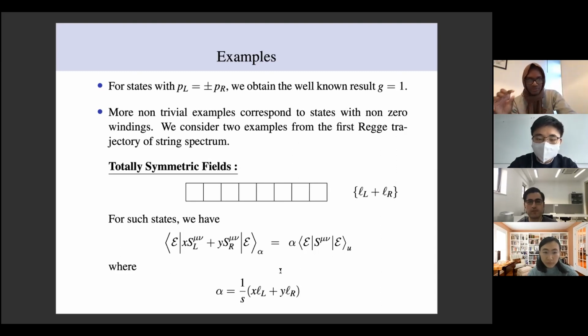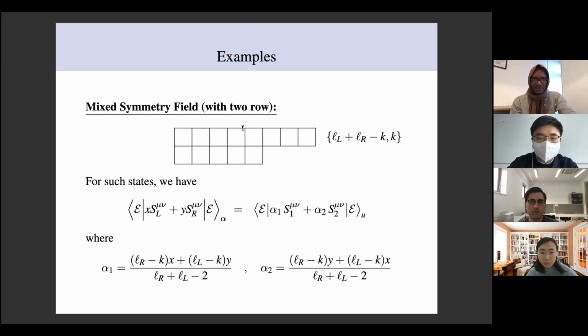If you consider totally symmetric fields, then for such a state, the relation between the string inner product and this generating function inner product is this. And this allows us to read off the gyromagnetic coupling. This alpha will be used in reading off the gyromagnetic coupling.